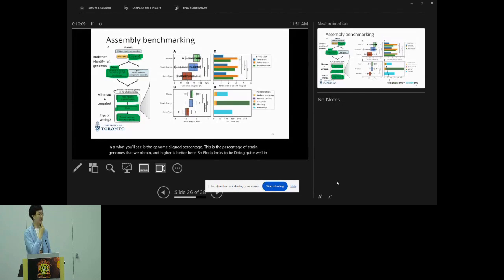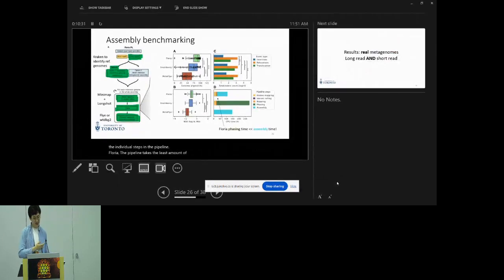In B, you have the N50, so larger is better, is more contiguous. And in C, it's the number of structural errors as a result of the assemblies. And here lower is better. D is an interesting figure. So this is the time it took for these pipelines to run. And we stratified it by the individual steps in the pipeline. Floria, the pipeline, takes the least amount of time.